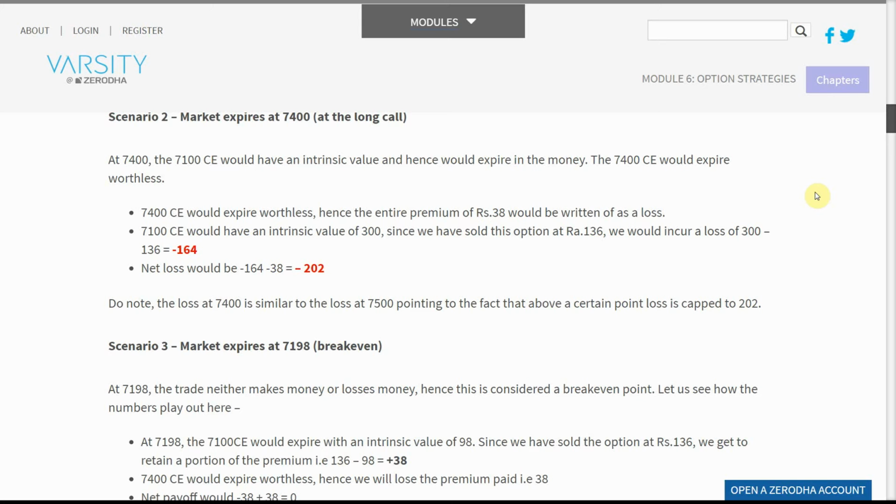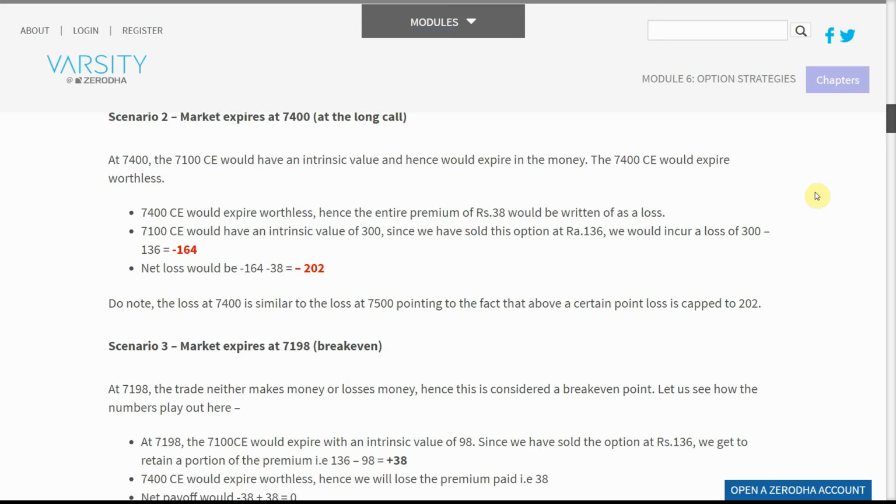7,100 CE would have an intrinsic value of 300. Since we have sold this option at 136, we would incur a loss of 300 minus 136 equals minus 164. Net loss would be minus 164 minus 38 equals minus 202. Do note, the loss at 7,400 is similar to the loss at 7,500, pointing to the fact that above a certain point, loss is capped to 202.